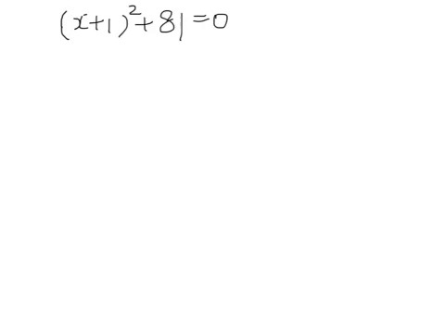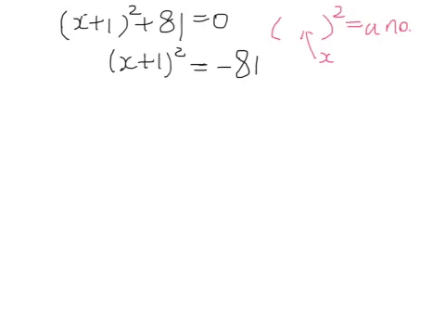Okay, to solve this problem by taking square roots, basically our objective is to move around terms so that we can come up with something squared equals a number, and our unknown x will be somewhere inside the bracket. So our first step is we move the 81 to the other side. So we have (x + 1) all squared equals negative 81.